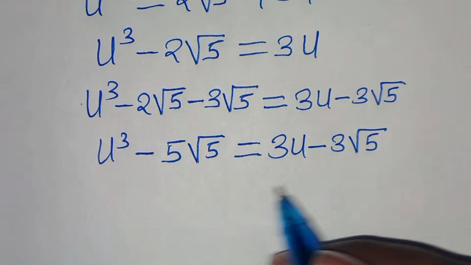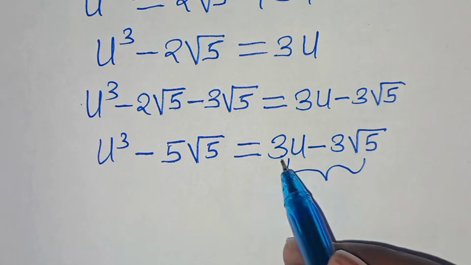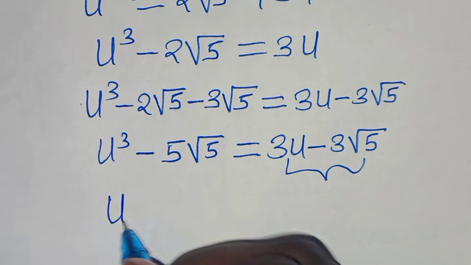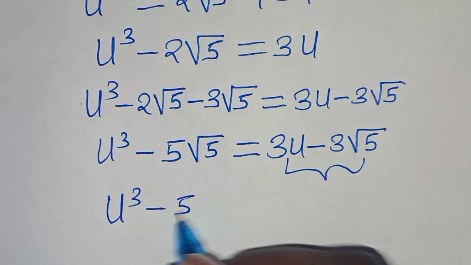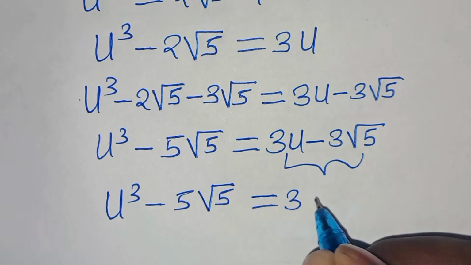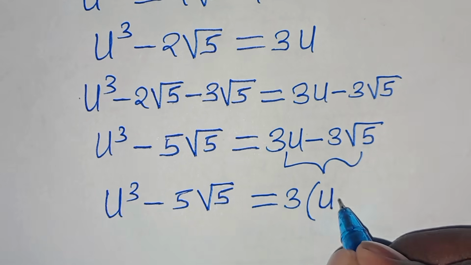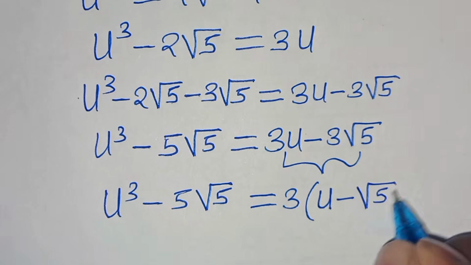Now, on the right-hand side, we have that 3 is common. So this means we have u to the power of 3 minus 5 square root of 5 equal to 3 in the parentheses, u minus root 5.